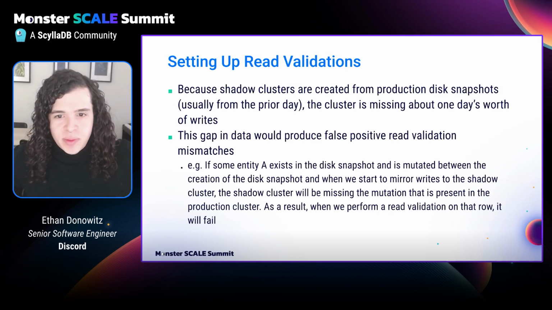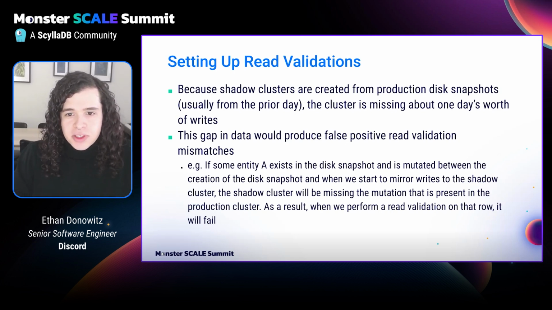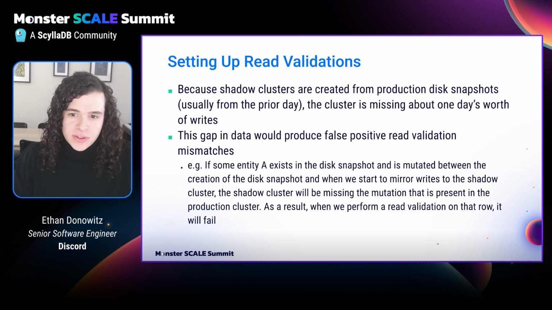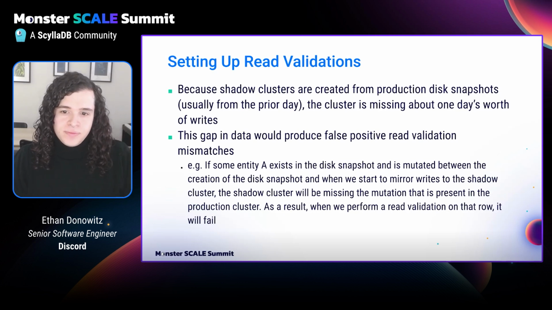Setting up read validations can be a little bit tricky. Because shadow clusters are created from production disk snapshots, as I mentioned, usually from the prior day, the cluster is missing about one day's worth of writes. So imagine you have a shadow cluster that is spun up from these disk snapshots from yesterday, and then you start mirroring writes today. It's going to be missing any mutations, so any inserts or any updates that occurred between when the production snapshot was actually created and when we start mirroring writes. All of those writes in between will have been missed by the shadow cluster.